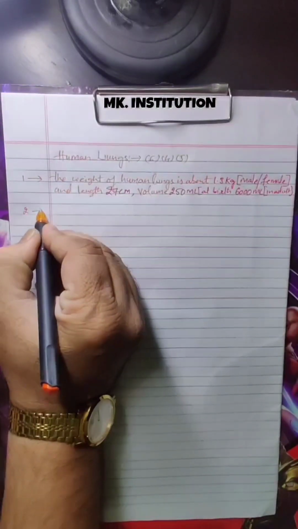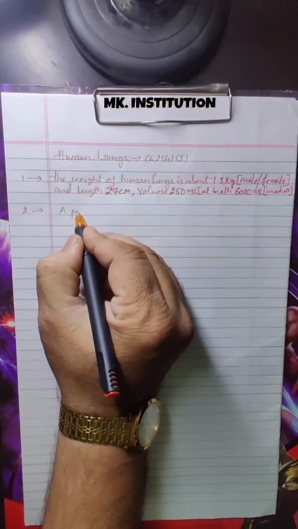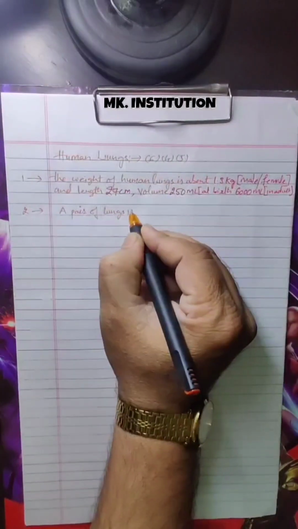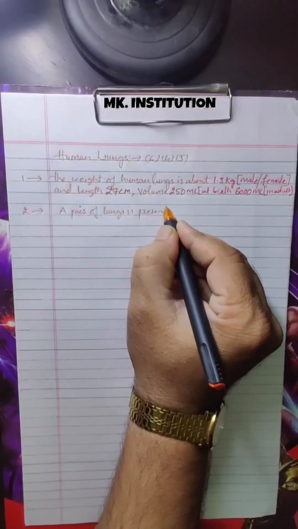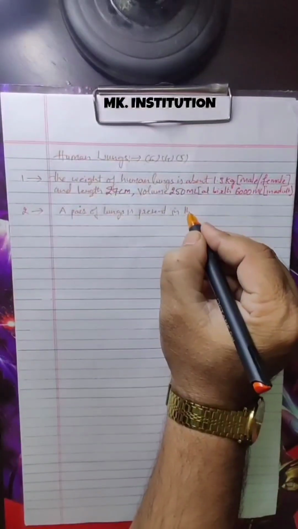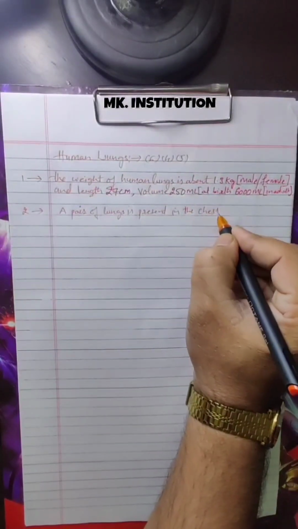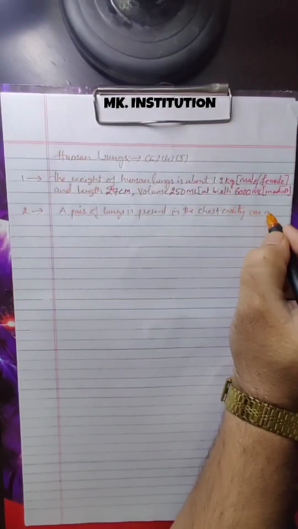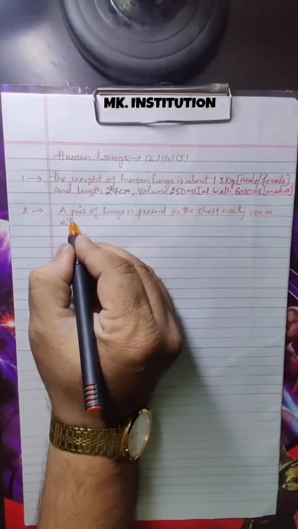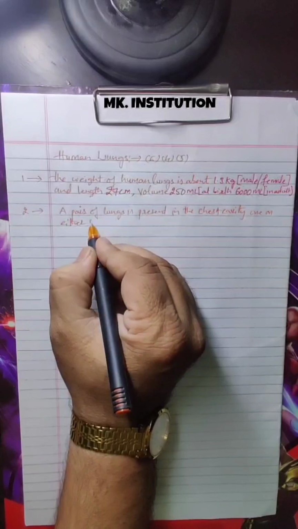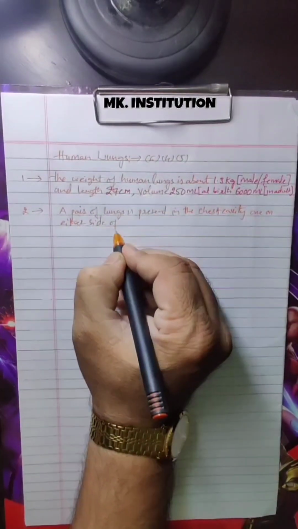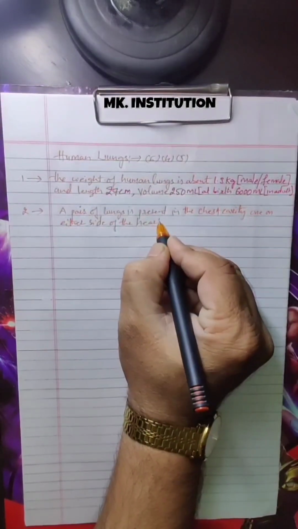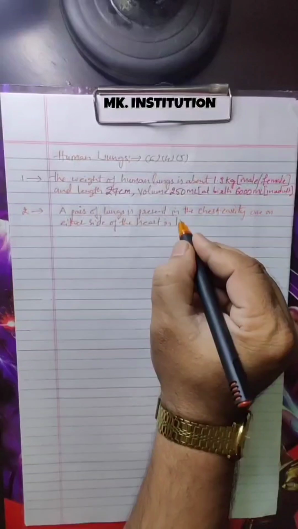And the second, a pair of lungs is present in the chest cavity, one on either side of the heart, in the rib cage.